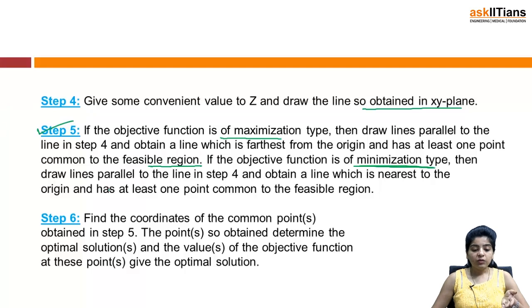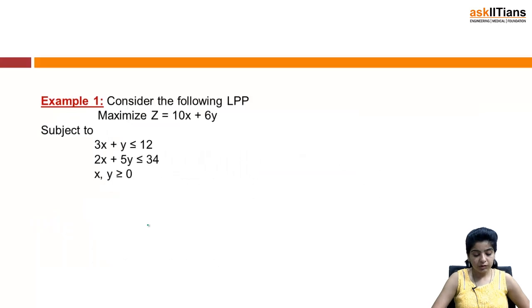And lastly, find the coordinates of the common points obtained in step 5. The points obtained determine the optimal solutions, and the value of the objective function at these points gives you the optimal solution. We will discuss examples based on application of this method, and I am sure you will be able to understand it. The first example is: consider the following LPP.